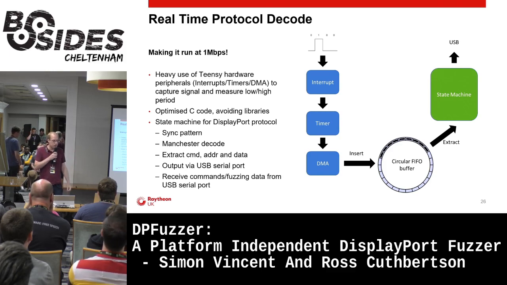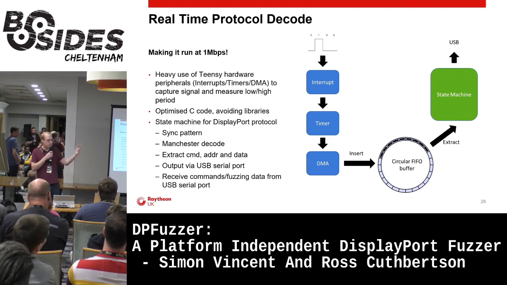So we chained interrupt controller, timer, and DMA engine. The interrupt controller was configured to generate an interrupt every time the signal went high or low. This then went into a timer. The timer was essentially measuring how many clock cycles the signal was high or how many it was low, and feeding this into the DMA engine, which put it into a circular buffer for us. So we end up with a circular buffer with lots of data in there.